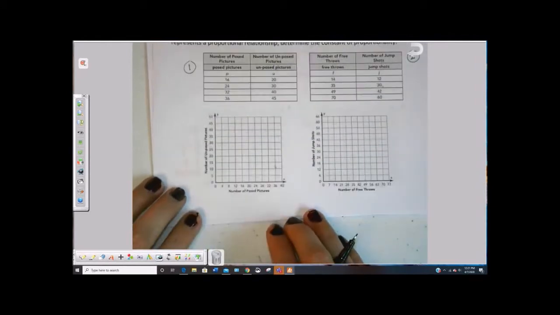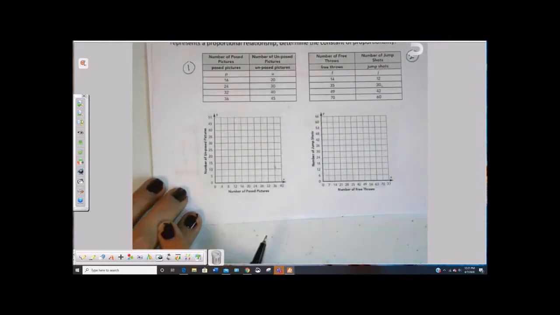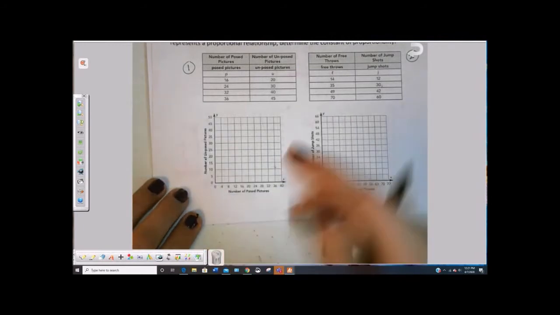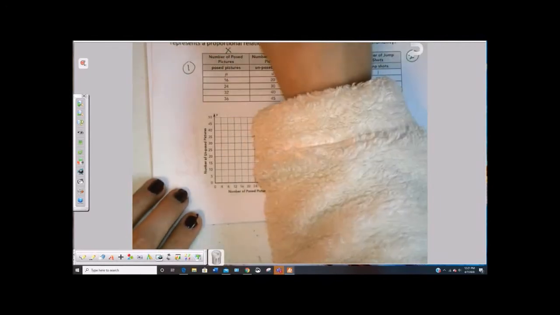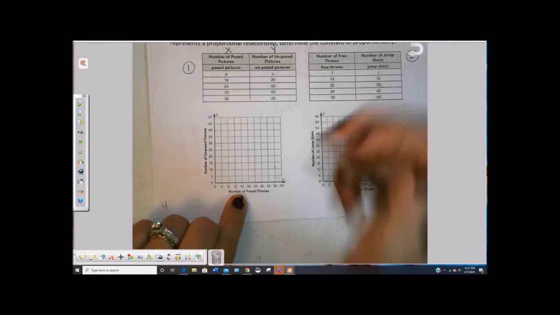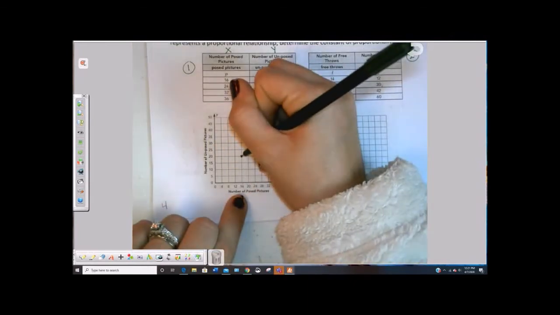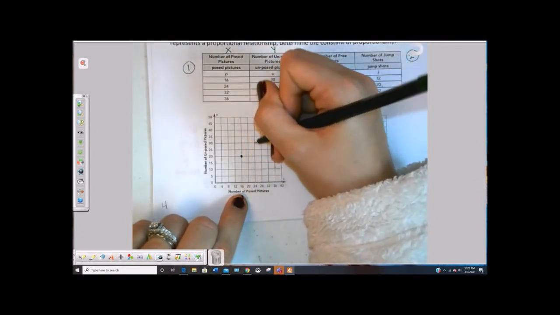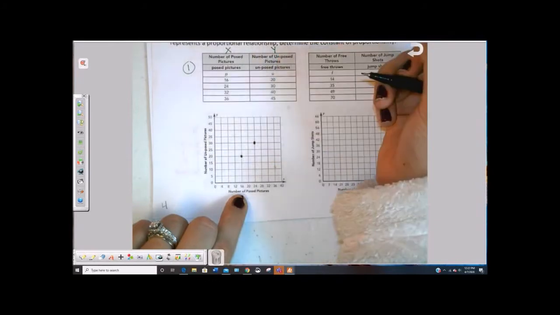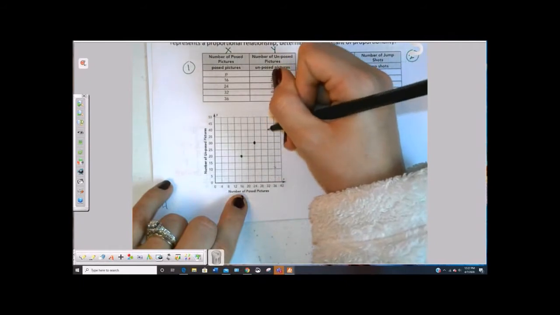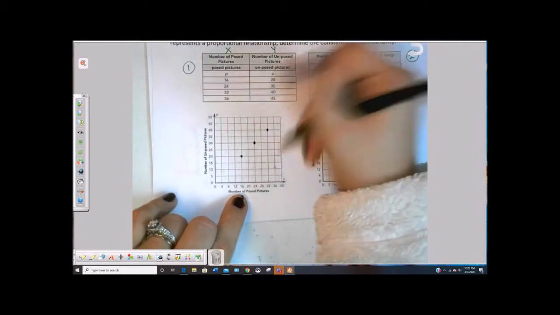Looking at 1, we're going to first label our table with X and Y. And you can label this by looking at your graph. Remember, Y is up and down, X is side to side. So we see that number of posed pictures is X and number of unposed is Y. So now we're just going to plot some points. So the first point I'm going to plot is 16, 20. 24, 30, 32, 40, and last 36, 45.